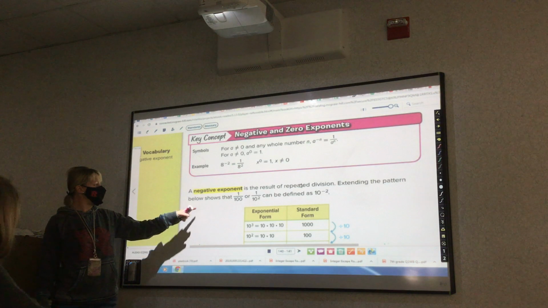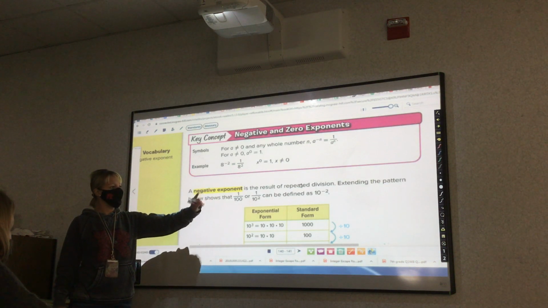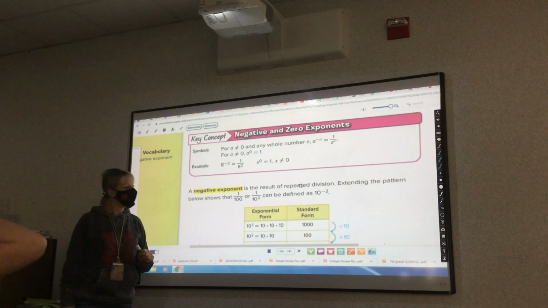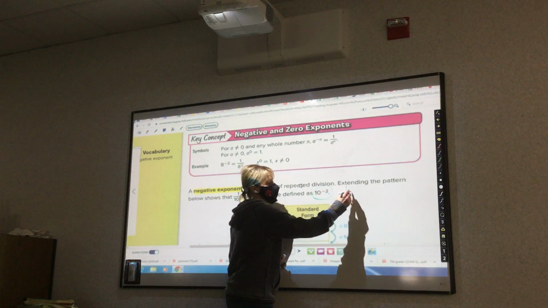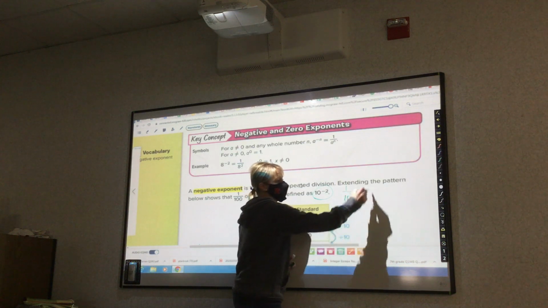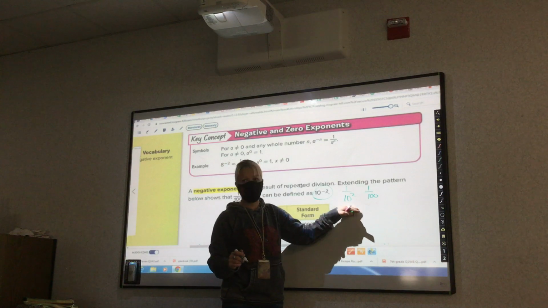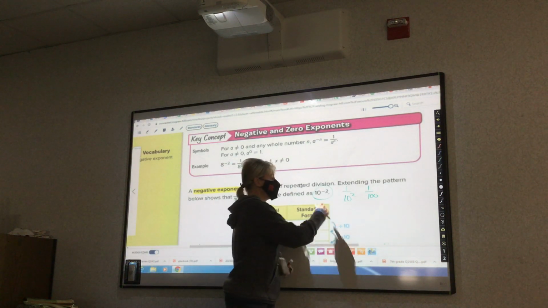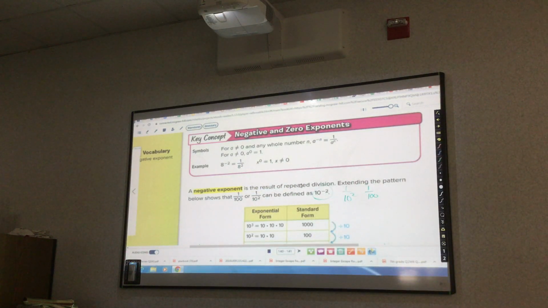So extending the pattern below shows that 1/100th, or 1 over 10 squared, can be defined as 10 to the negative second power. That's negative, so it goes 1 over 10 squared. 10 squared is 100. Whatever that bottom number is, you need to either square it or cube it, because you can have something to the power of a negative 5. It doesn't matter. You're just always putting it over 1.